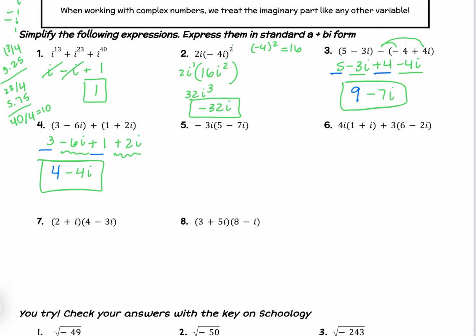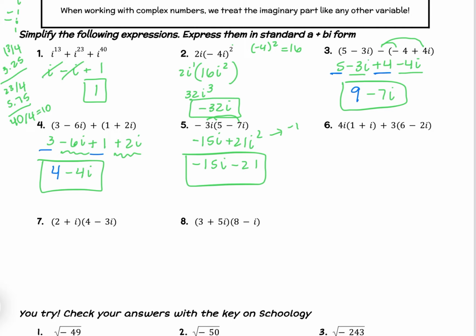All right, next one, we're going to distribute in the negative 3i. So negative 3 times 5 is negative 15i. And then negative 3 times negative 7 is plus 21. And then we're going to have i times i, which is i squared. And then we need to make sure that if we ever have an exponent on the i, we switch it. So i squared is going to be negative 1. So we're going to have negative 15i. This is negative 1. So we have minus 21, because 21 times negative 1 is negative 21.